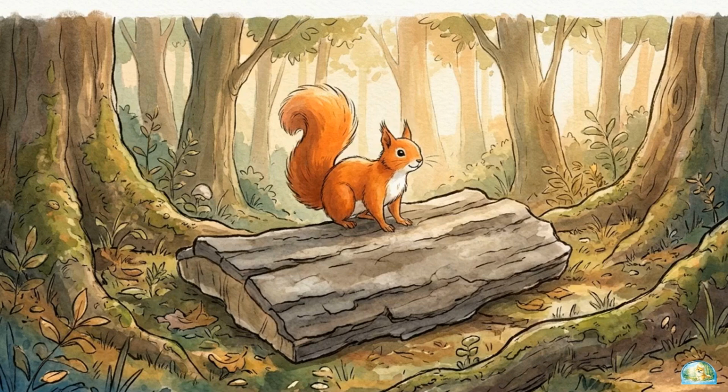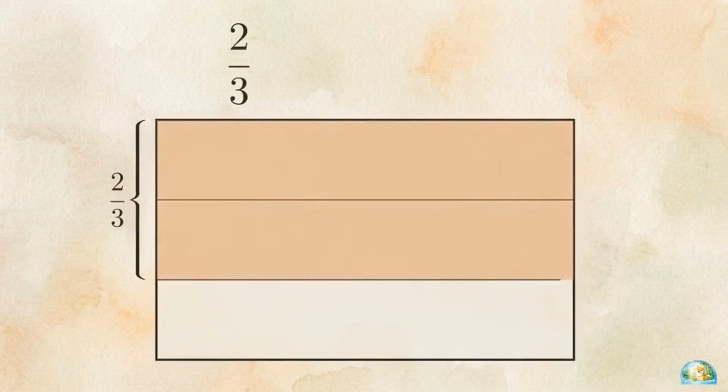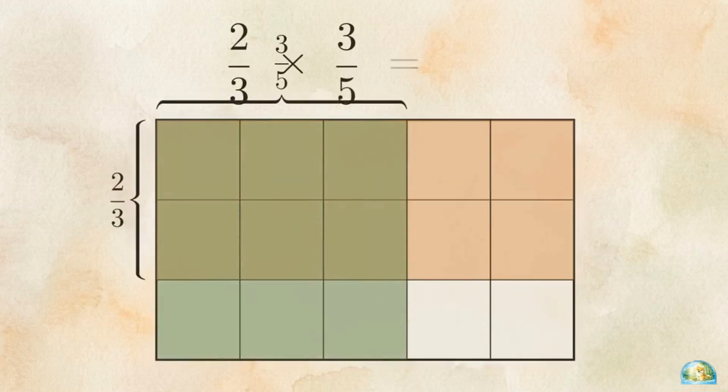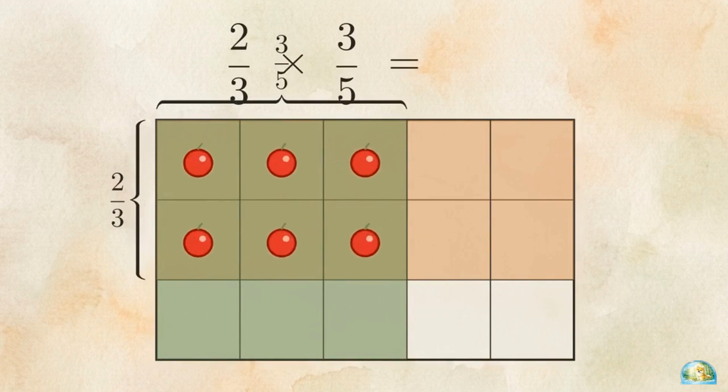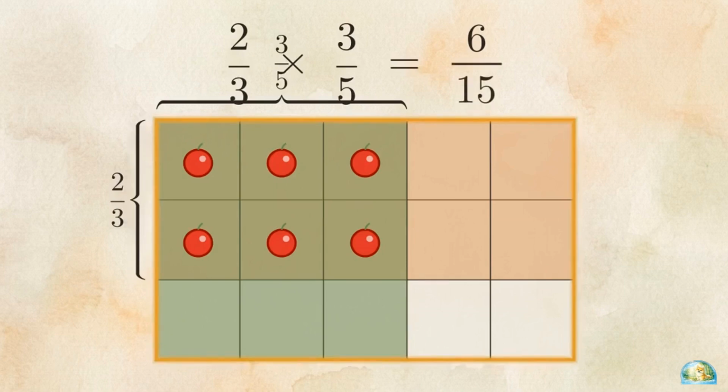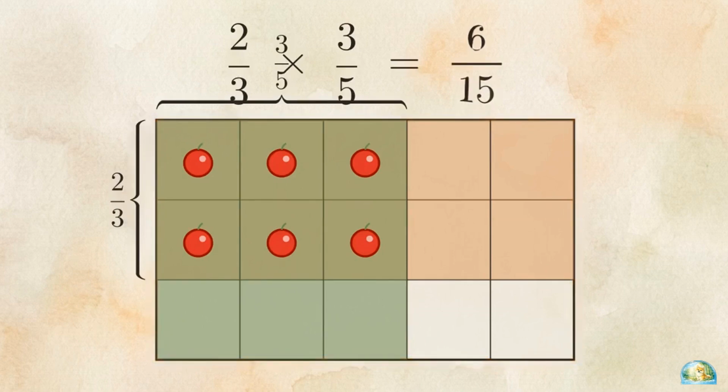Now let's find 2/3 times 3/5. This area model shows thirds in one direction and fifths in the other. Multiply the numerators. 2 times 3 equals 6. Multiply the denominators. 3 times 5 equals 15. Simplify 6/15 to 2/5. 2/3 times 3/5 equals 2/5.